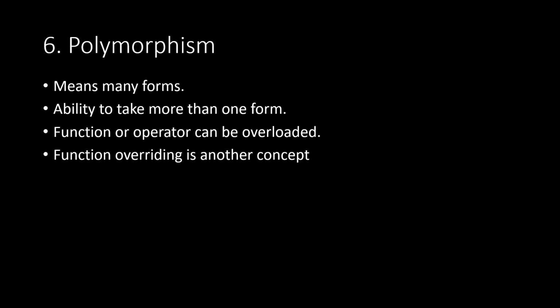Next concept we are going to see is polymorphism in OOPS concept. This is a very, very important concept in OOPS. So polymorphism can take many forms. Many forms means different types, different methods, different levels. So that is called as many forms. Polymorphism means many forms, many form types. It has the ability to take more than one form.